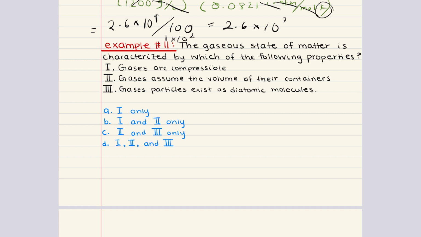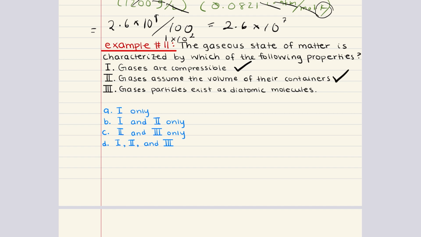Okay, let's go over statement 1. Gases are compressible. This is true. Gases are easily compressible because they travel freely with large amounts of space between molecules. So this statement is true. Statement 2 says gases assume the volume of their containers. Now, because gas particles are far apart from each other and in rapid motion, they tend to take up the volume of their container. So this statement is also true.